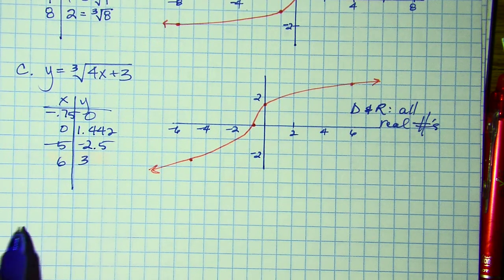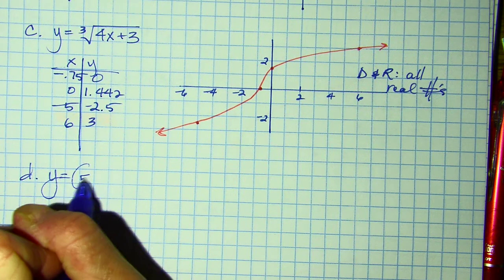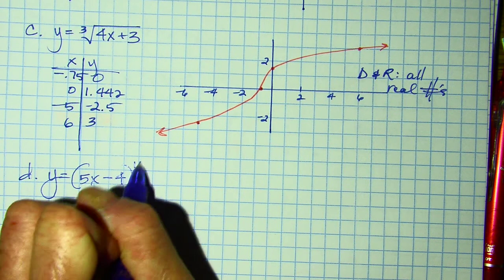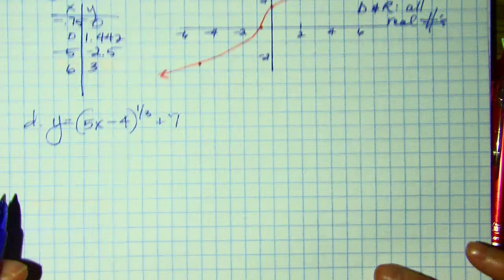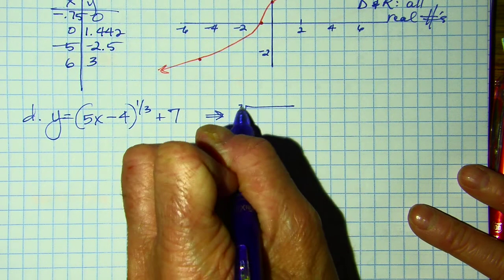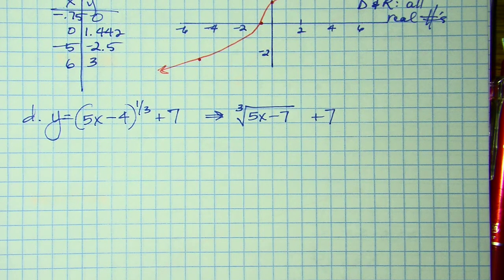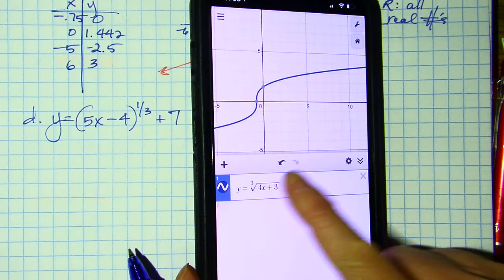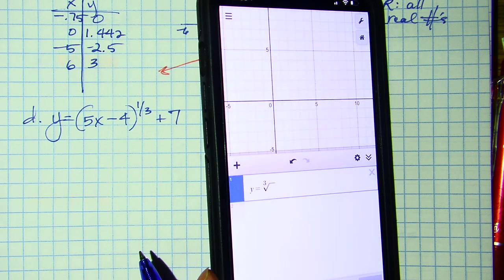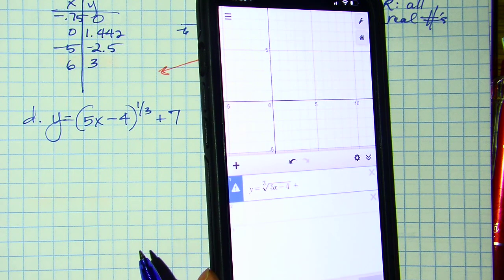All right, part D. Y equals 5x minus 4 to the 1/3 plus 7. So let's rewrite this. This is the same as the cube root of 5x minus 4 and then out here plus 7. And so that's how I'm going to enter it, and that way it's less to edit in Desmos. So 5x minus 4, and then you just hit enter and then plus 7.